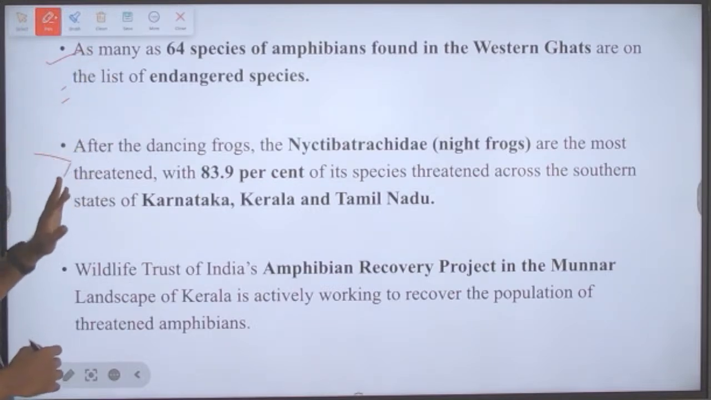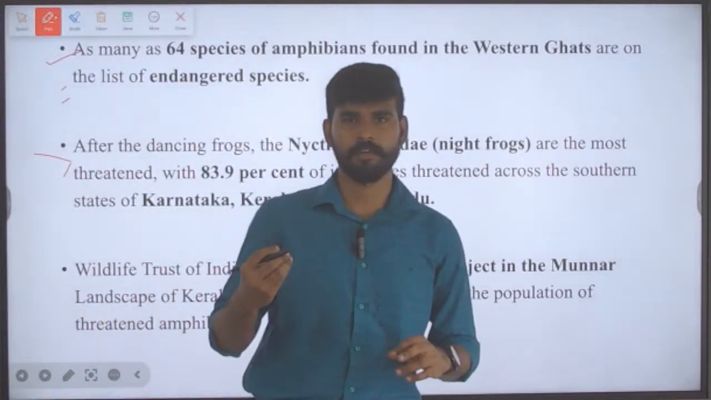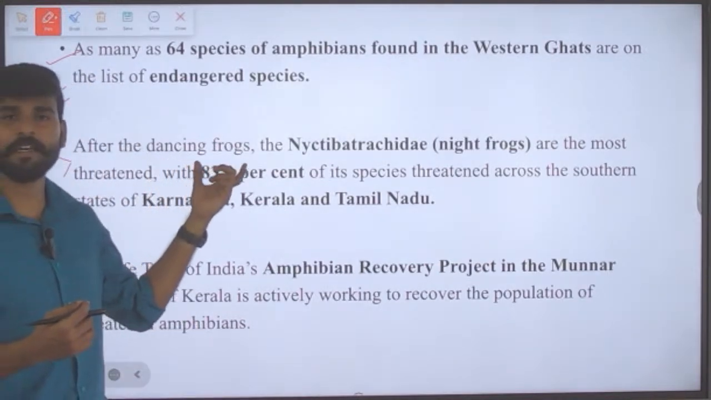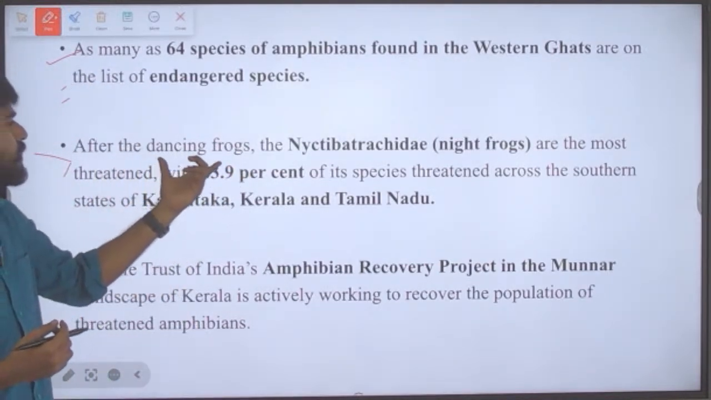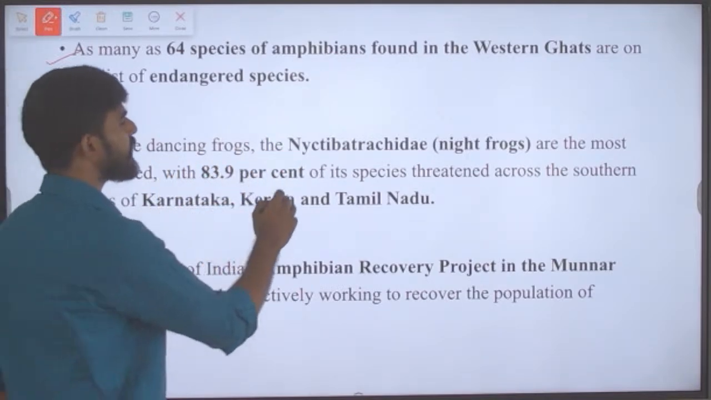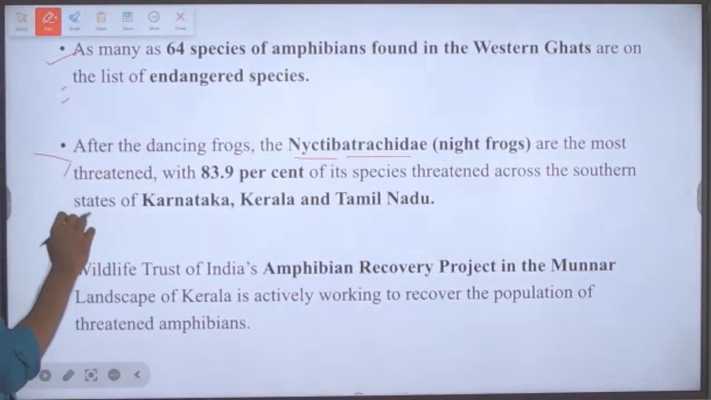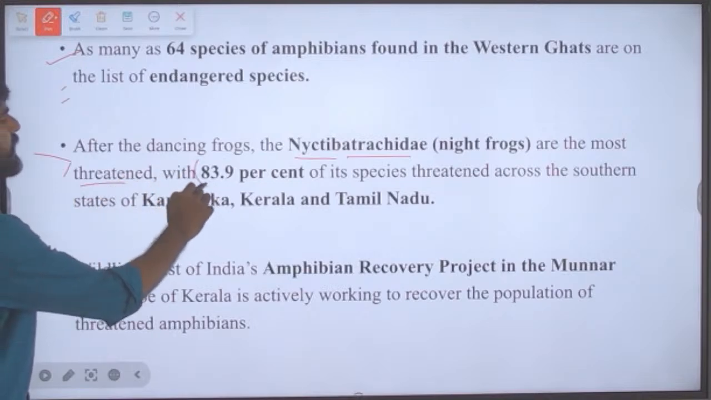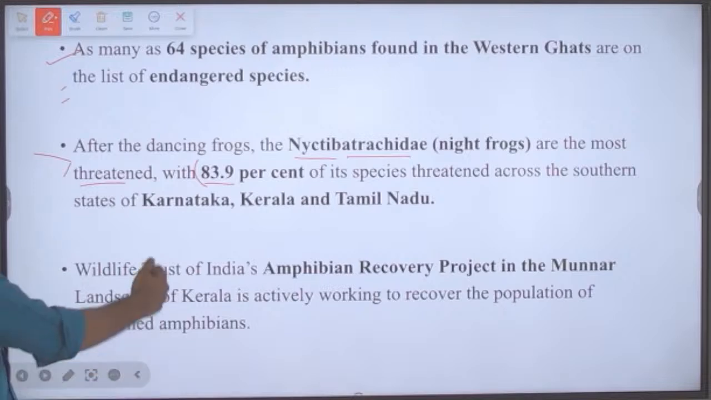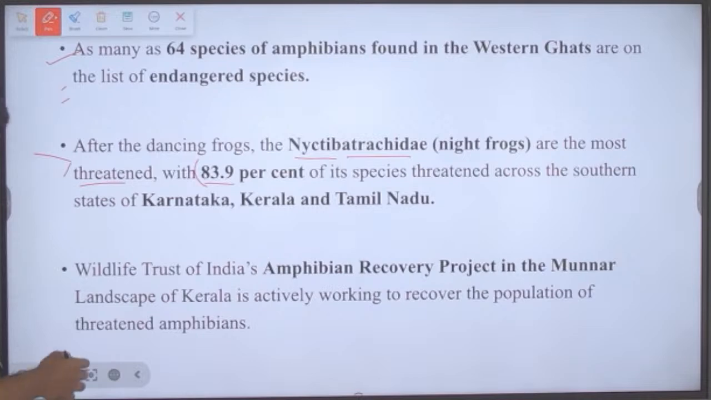And after the dancing frog, we saw that of the 15 frog varieties, there are two varieties which are critically endangered. One is this dancing frog and another one is the night frogs, also called Nyctibatrachidae. They are the most threatened, with 83.9% of its species threatened across the southern states of Karnataka, Kerala, and Tamil Nadu. So this is the second one, and the first one is the dancing frog.